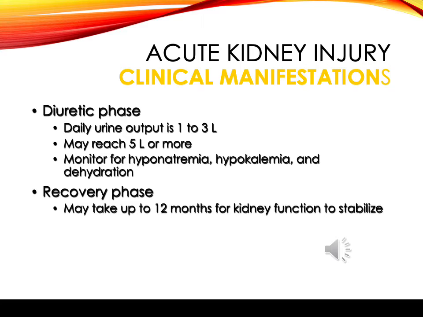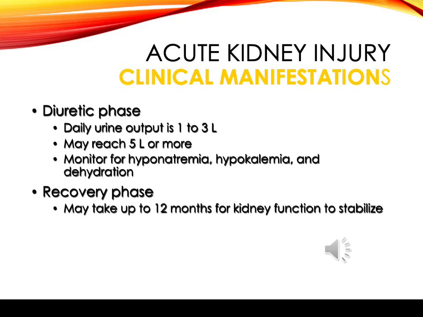So the next phase that patients are going to experience with an acute kidney injury is the diuretic phase. In this phase, the patient's urine output is going to reach over 5 liters a day. The normal daily output is 1 to 3 liters, so they're going to have a huge shift from having less than 400 mLs per day to now having over 5 liters. During this phase, we need to be monitoring for hyponatremia, hypokalemia, and dehydration because they're going to be losing a lot of fluid.